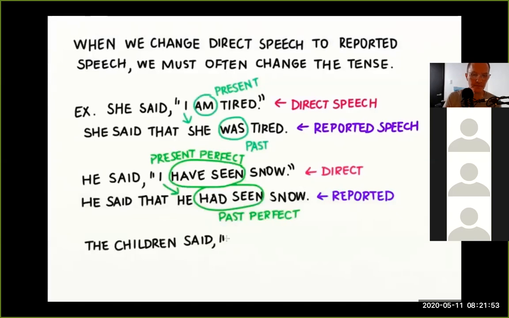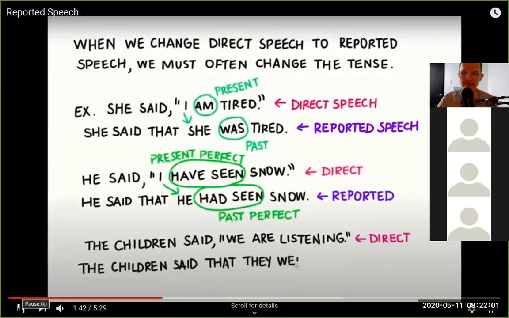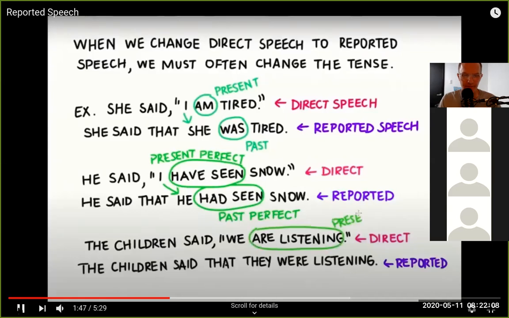The children said, we are listening. This is direct speech. The children said that they were listening. This is reported speech. Notice the present continuous changes to the past.